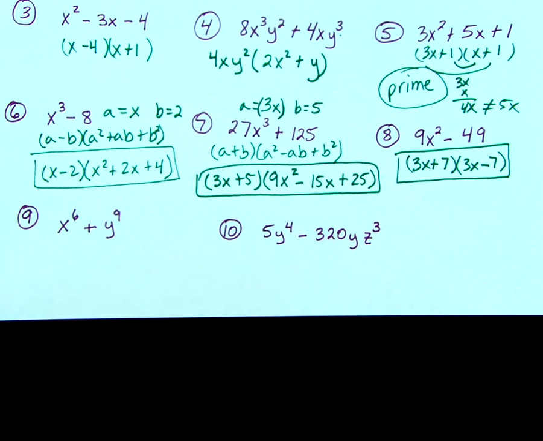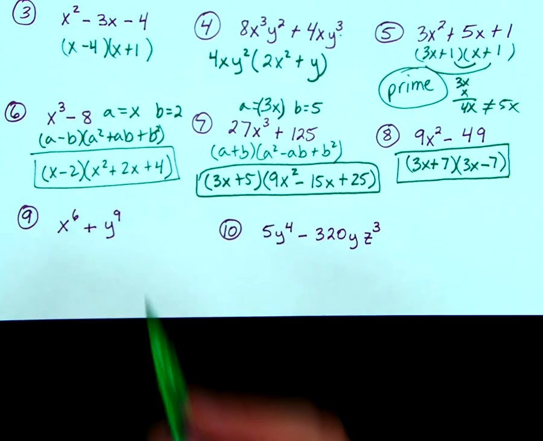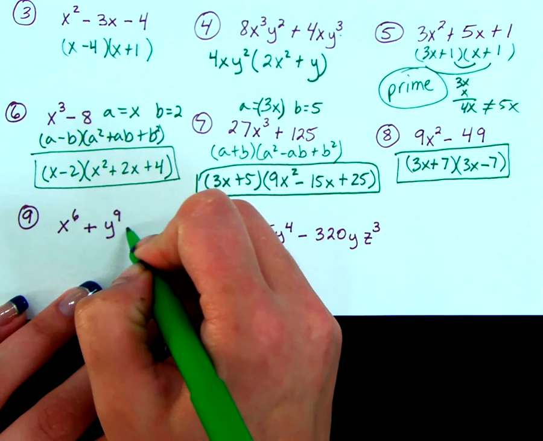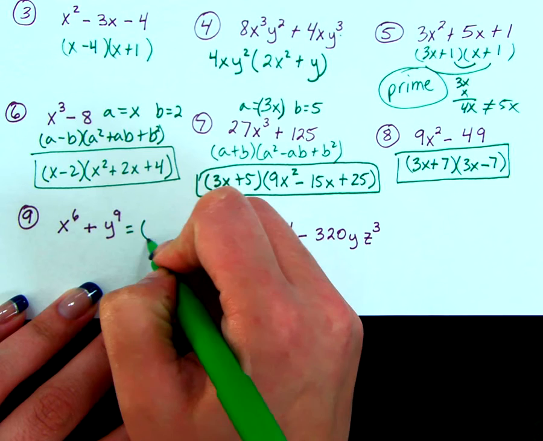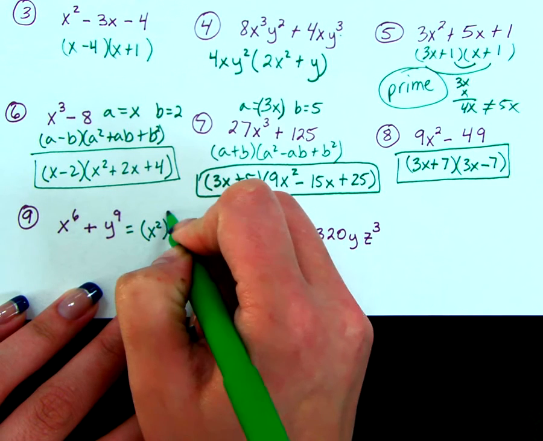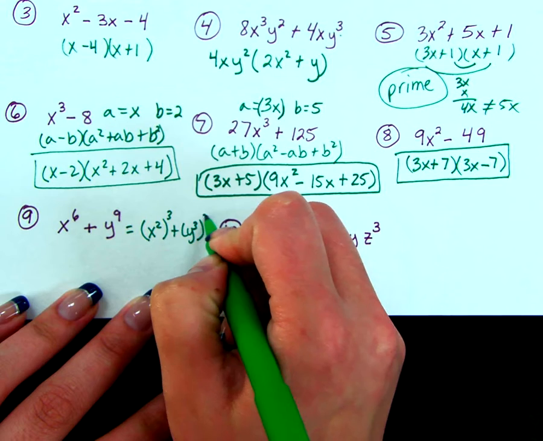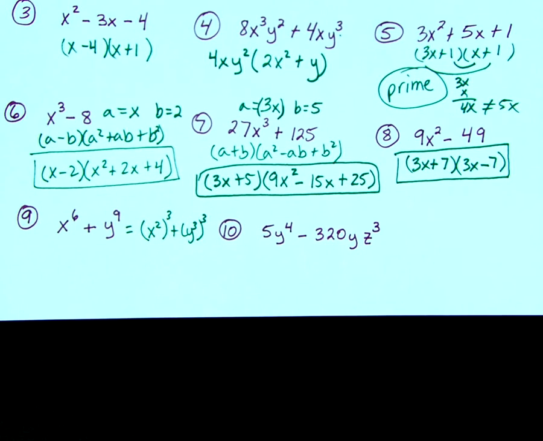All right, problem 9. There is no greatest common factor. We have 2 terms, and the highest term is a 6. Well, actually, sorry, the highest power is a 9. So for this one, if it's factorable, it has to be the sum of cubes. And we can rewrite this to make it look like the sum of cubes. So really, this means the same thing as saying x squared to the third power plus y cubed to the third power.